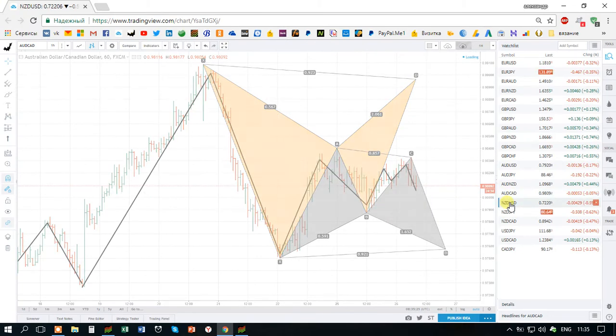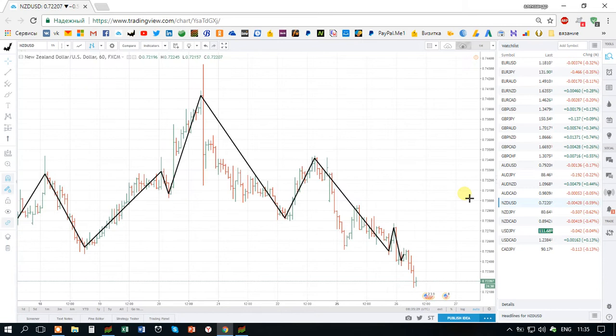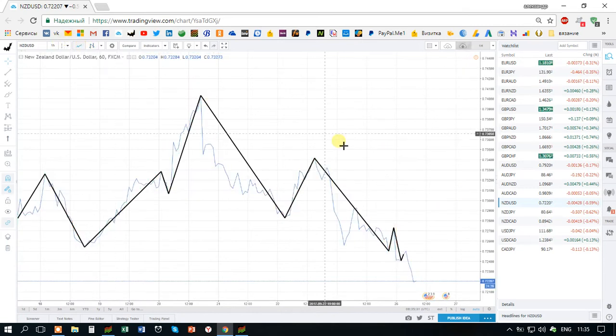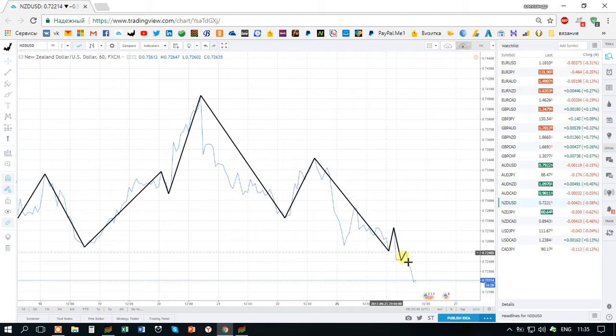I have two possibilities on my radar on this pair. New Zealand dollar. It looks like moving lower after recent advance. It is moving lower and lower and lower, although I am bullish on this pair based on 4-hour time frame. You saw that cipher pattern.